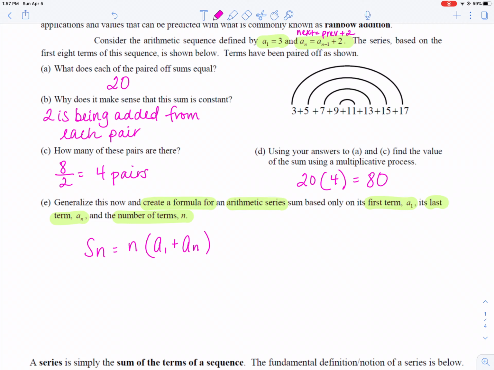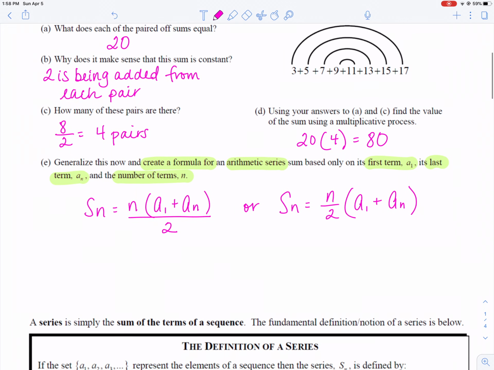Okay, so let's think about that. My number of terms, which was 8, if I multiplied it by my first and my last, 3 and 17, which would be 20, that would be too many. That would be 160. What do I then have to do? Take half of it. Because taking half of it is going to divide it by 2, and that's going to mean instead of 8 of them, there's really only 4 of them because we're going to add them up by pairs. Another way you'll see it is literally just take half of n right away and multiply it by your first term plus your last term.